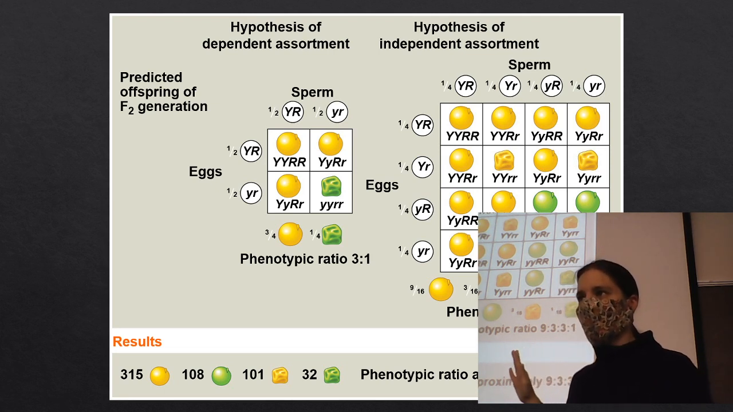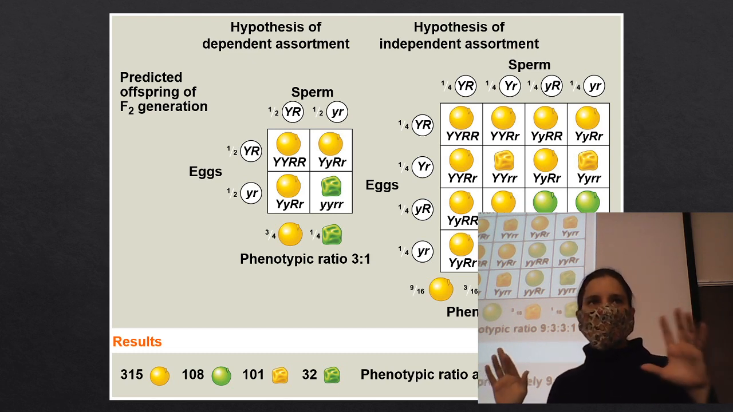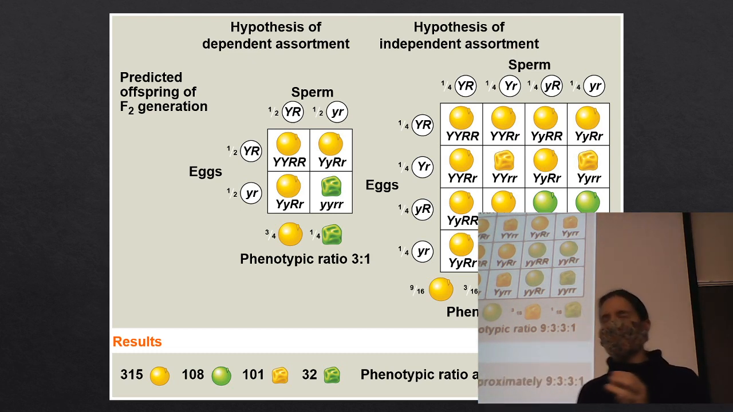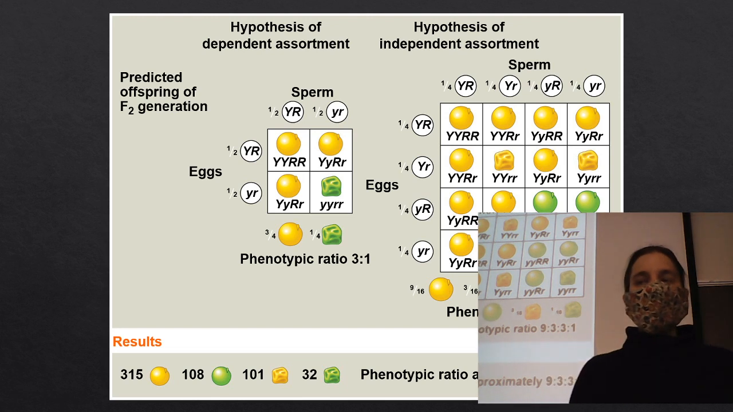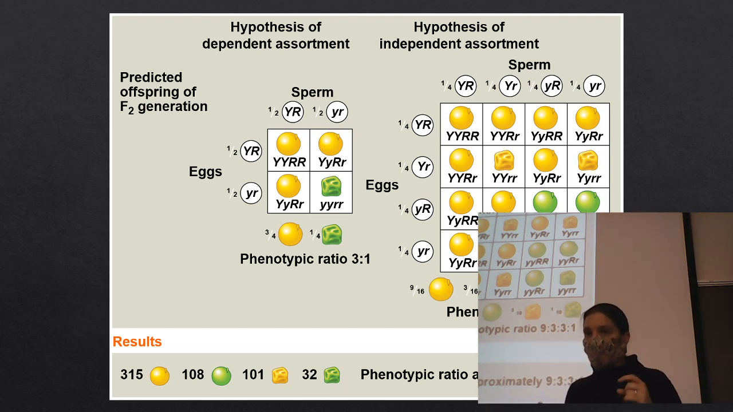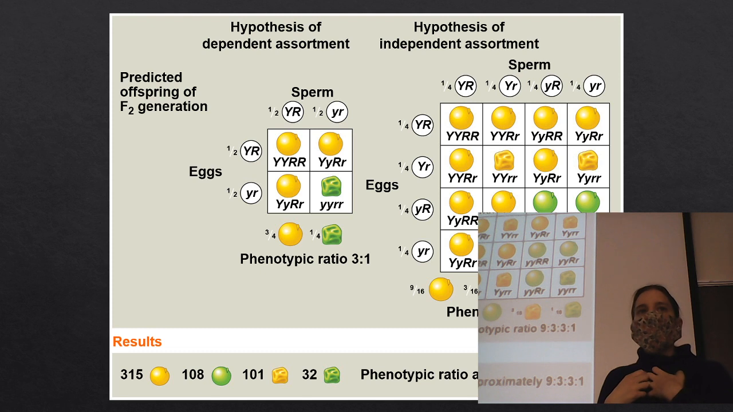Concerns? Questions? Is everyone 100% sold on the idea that alleles that are not on the same chromosome are going to separate independently of each other? The allele doesn't remember what the mother looked like, right?